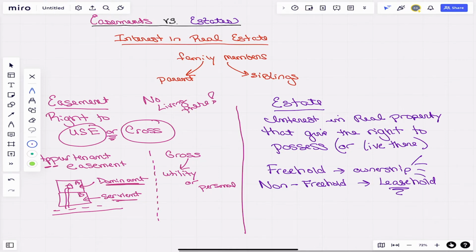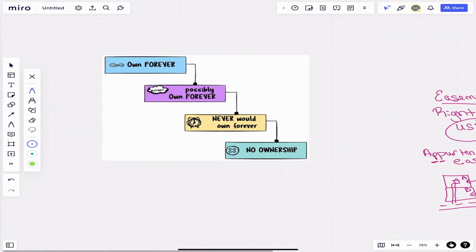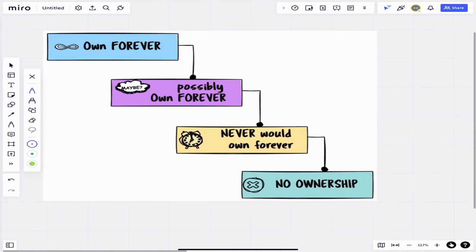An estate means somebody has the right to live on the property. And when you break down estates, it's basically within two types, either your non-freehold or your freehold. And of course, I said those backwards. Now, as a bonus, if you're struggling with estates, let me break it down for you. When I look at estates, I think about the fact that you can live there, and if you can live there, let's talk about how long you own the property.